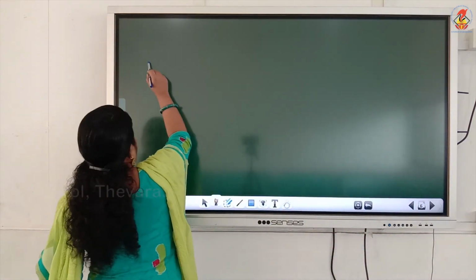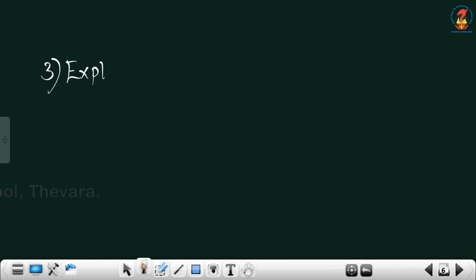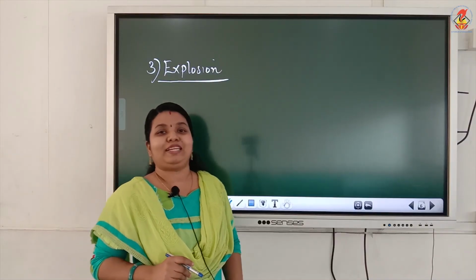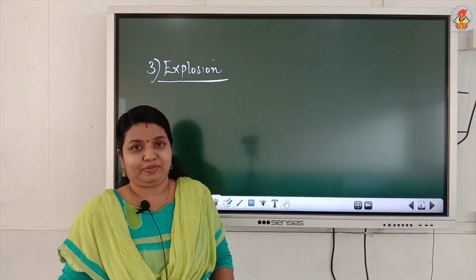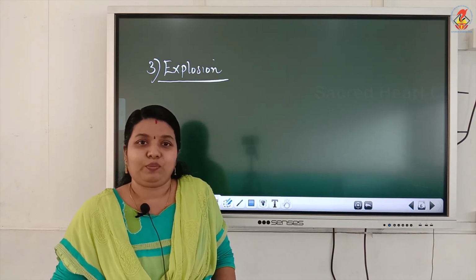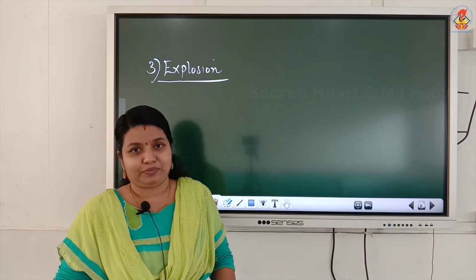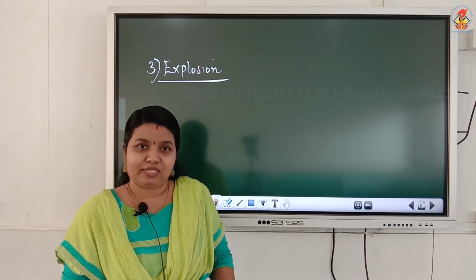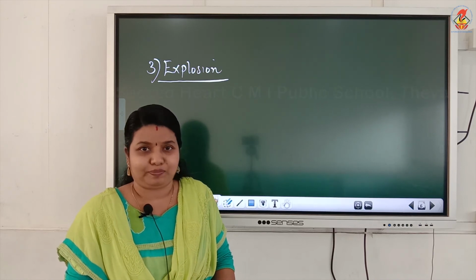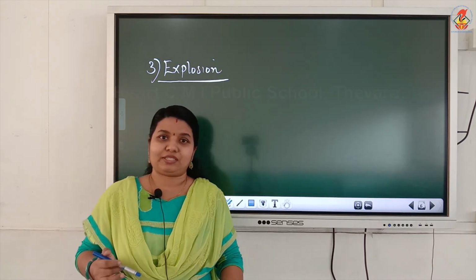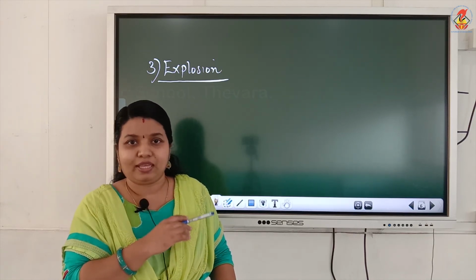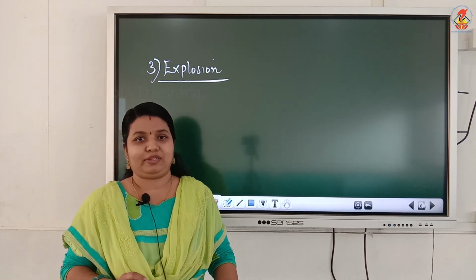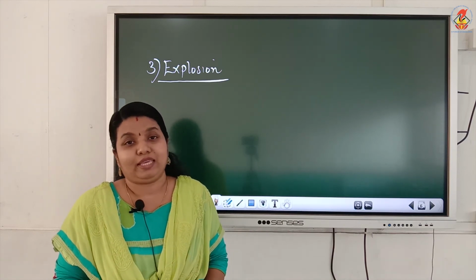The third type is explosion. This is the type of combustion that takes place suddenly with the evolution of a large amount of gas. In explosion, energy is released in the form of heat, light and sound. In some combustion reactions we get energy in the form of heat only, in some we get heat and light. Here heat, light and sound energy are produced along with a lot of gases.